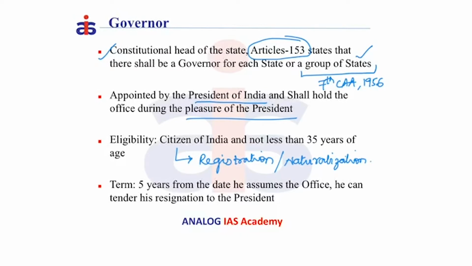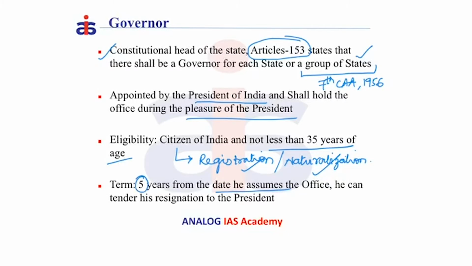What are the conditions to become a governor? He should be a citizen of India. That is, he could have acquired his citizenship either through descent, birth, registration, or even the naturalization process, and he should not be less than 35 years of age. The term for a governor is 5 years from the date he assumes the office.